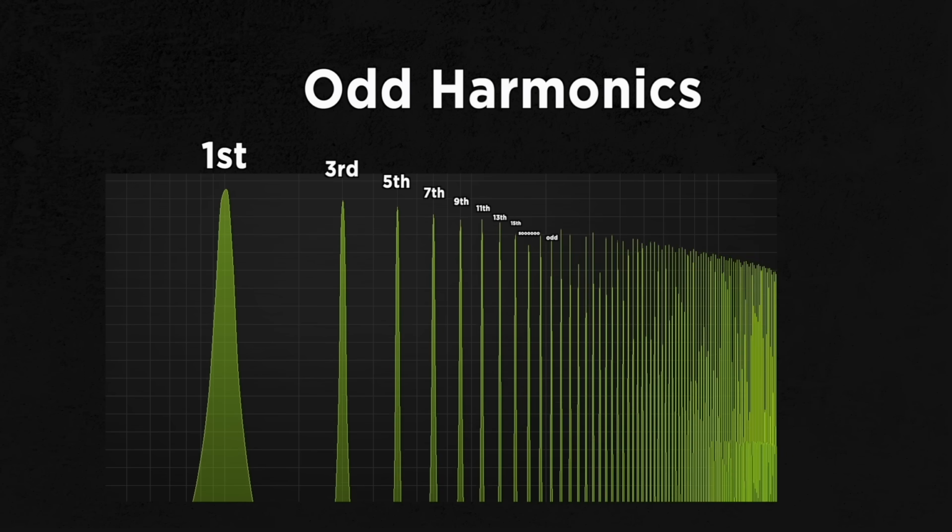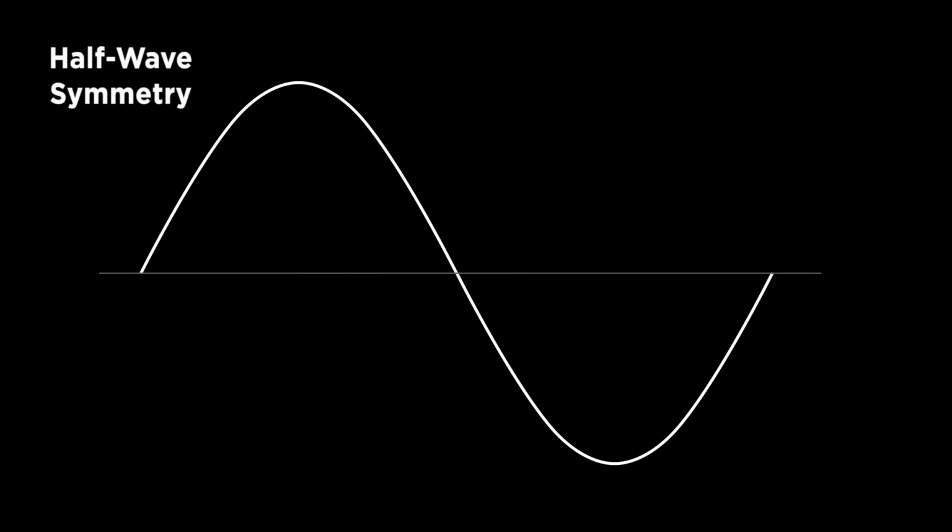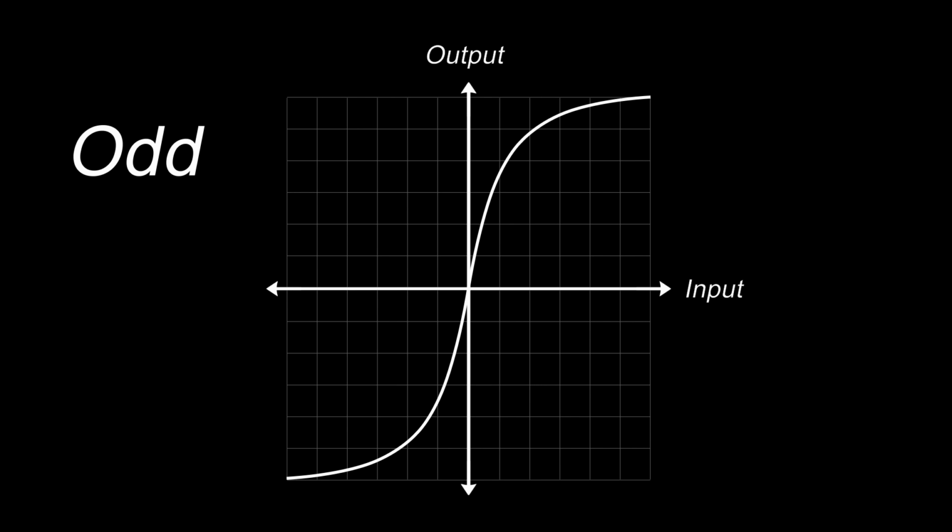But all this math aside, why does affecting the bottom and top part of a sine create odd harmonics? And why do odd harmonics create square waves? Sine waves exhibit a property called half-wave symmetry. This means if we draw a line down the center, the two sides are opposites. Now we know odd saturation curves saturate the top and bottom parts of the wave in the same way. This forces odd harmonics to be created.